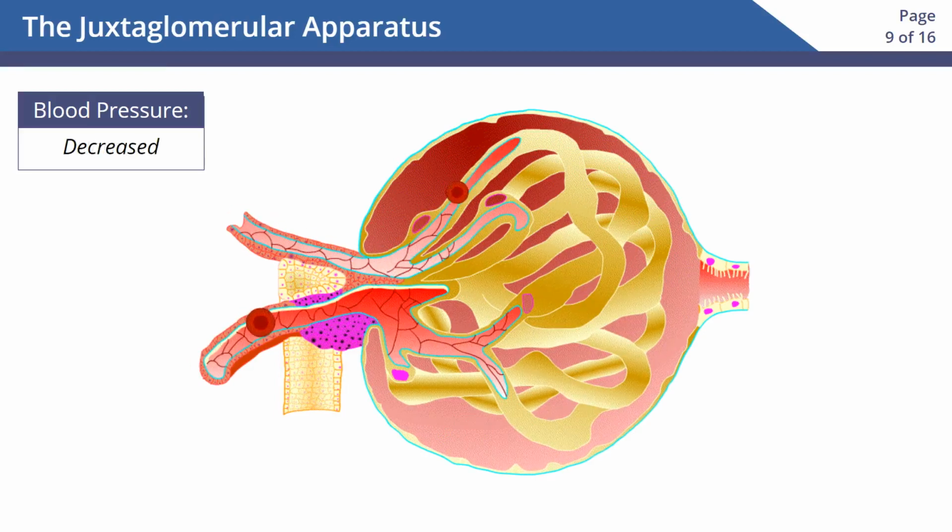When systemic blood pressure decreases, there is a decreased stretch of the JG cells, which leads to their release of renin. Renin release causes the activation of the renin-angiotensin mechanism, which ultimately leads to an increased blood pressure.